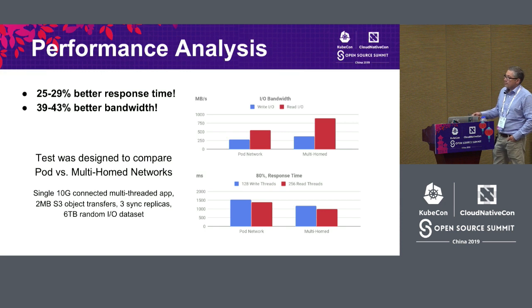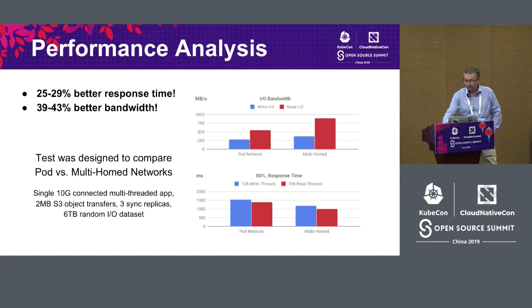On I/O bandwidth, you'll see even better numbers. You'll see 40% better bandwidth with multi-home network versus just the pod network. So we can conclude that if we enable multi-home network, we'll get significantly better response time and better bandwidth, in addition to all the other benefits which I highlighted, like better isolation, data security, and others.